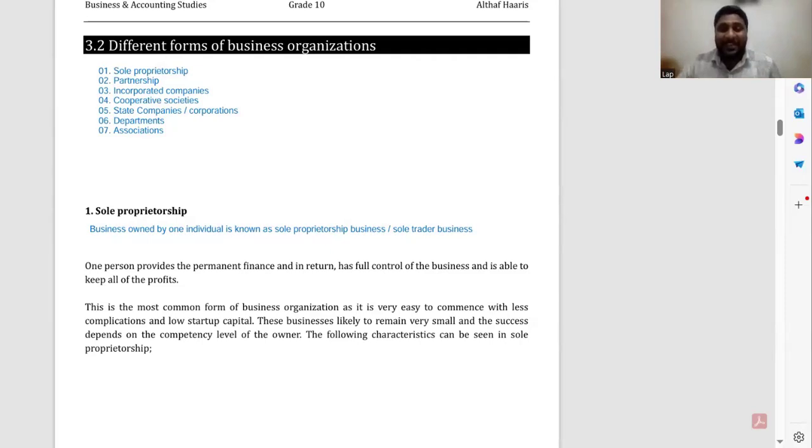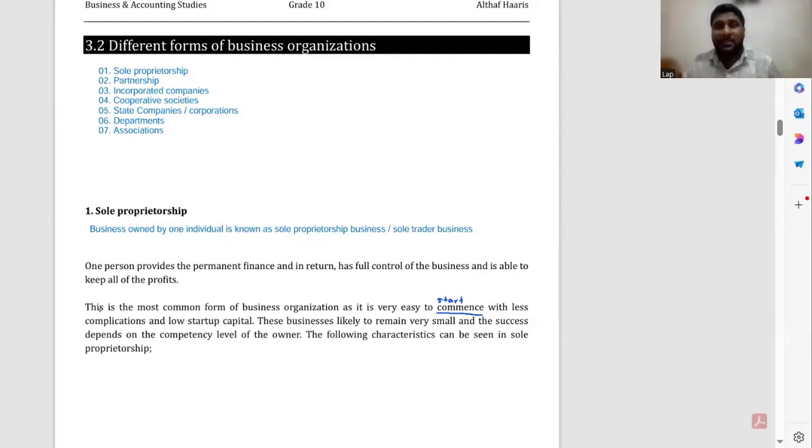So let's write down certain characteristics. This is the most common form of business organization, and as it is very easy to commence, means start. Commence means another name to start. With less complication and low startup capital, small amount only you have to put. These businesses like to remain very small, and the success depends on the competency level of the owner. If owner is very talented, hardworking, bigger people, the business will become successful very soon.